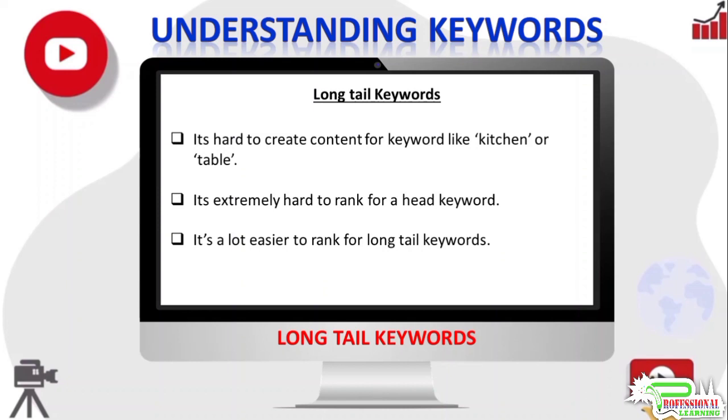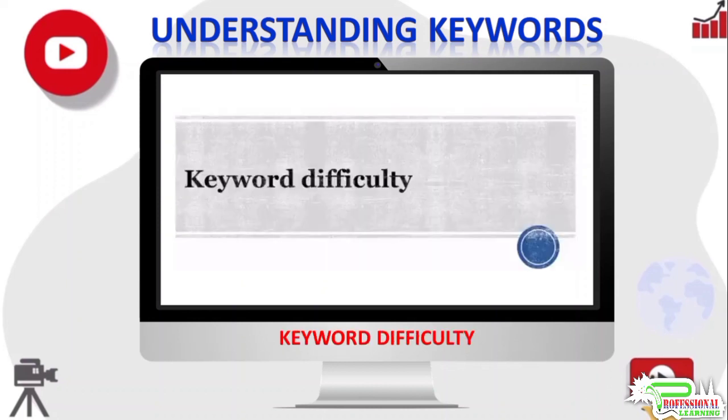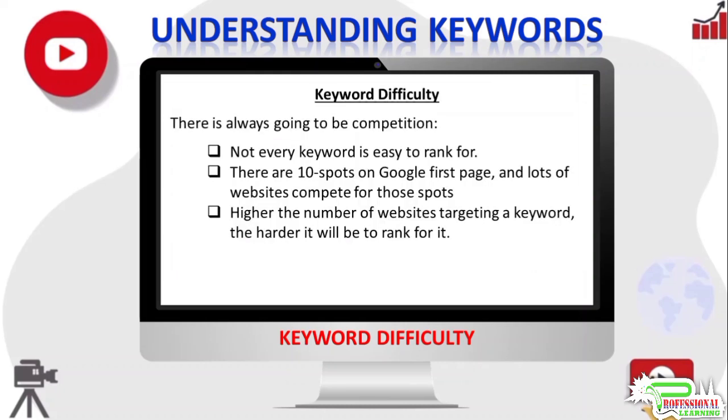So as we discussed, long tail keywords are easier to rank for. Moving on to the next one, we will now discuss keyword difficulty. There are always going to be competitors, and not every keyword is easy to rank for.